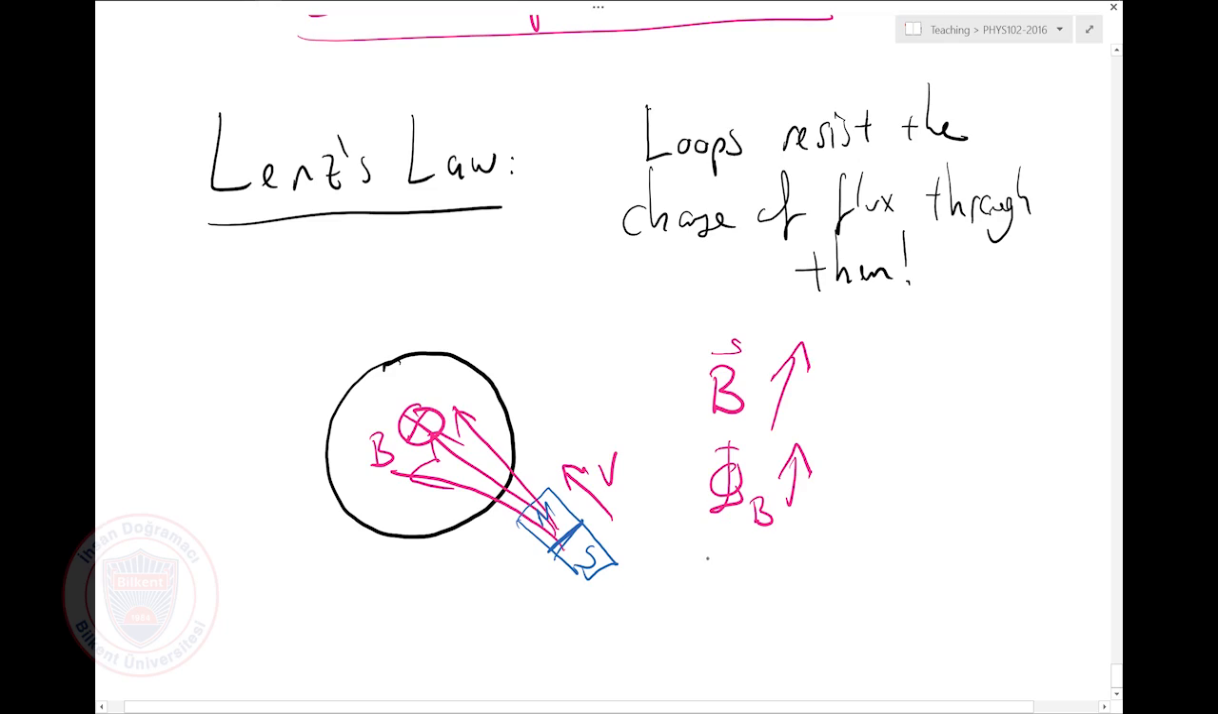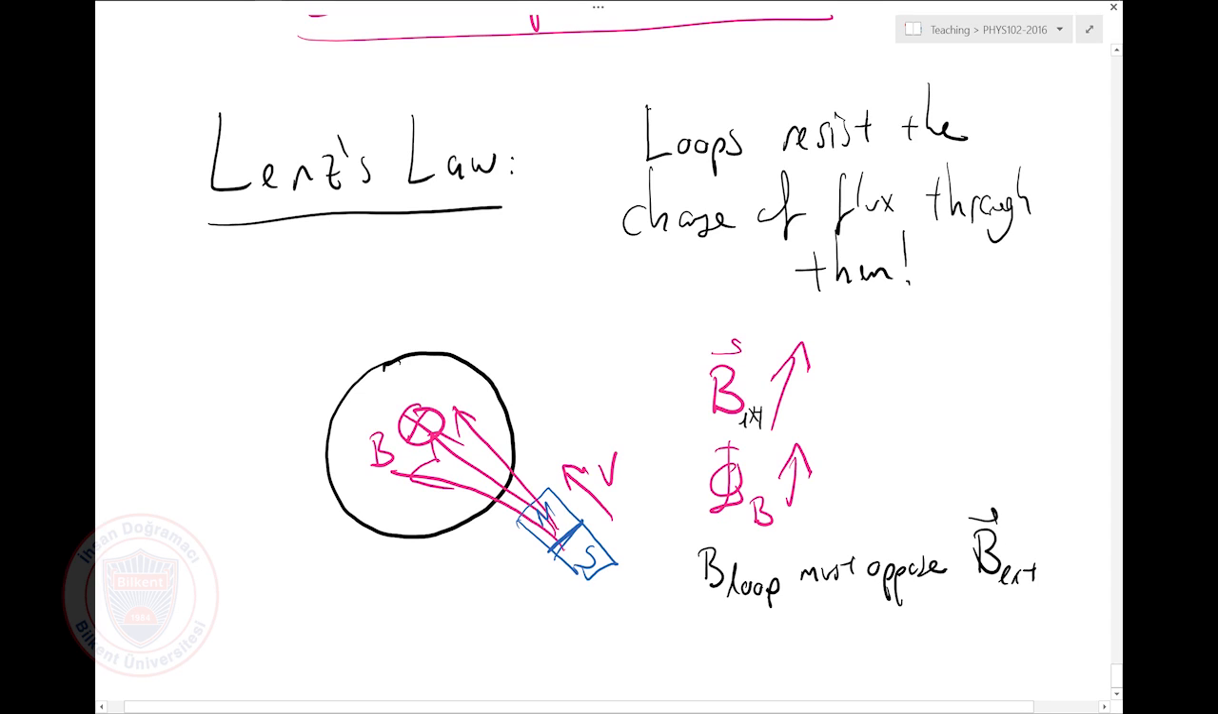Now, Mr. Lenz tells us that the loop doesn't like that. So the loop will try to resist, try to lower that flux. What does that mean? The magnetic field created by the loop, B loop, must oppose B external.